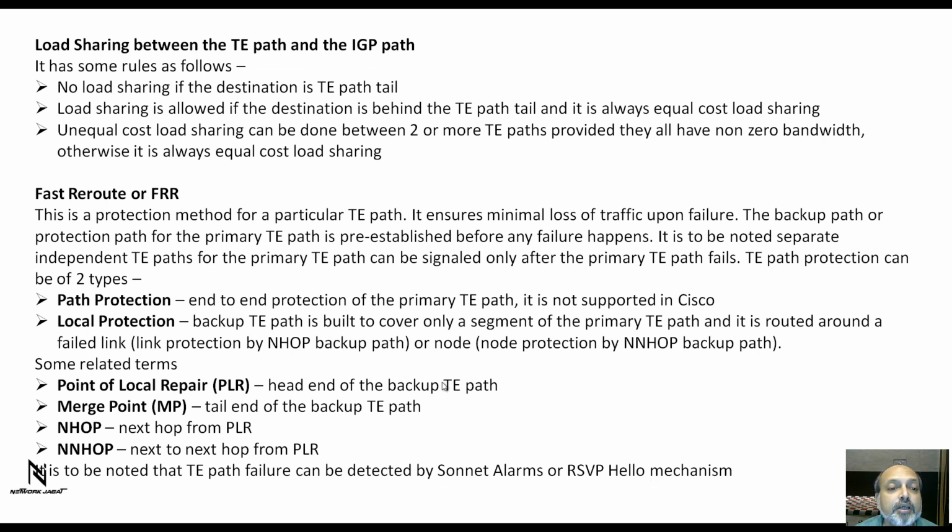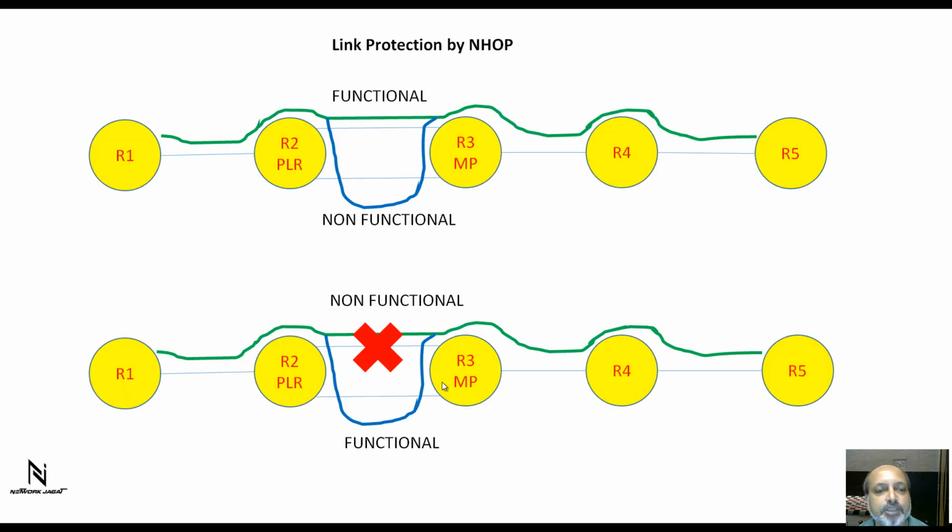Okay. So let us come across two situations. These are the two situations. Now here we have this green curved line. It represents an MPLS TE path from R1 to R5, right?